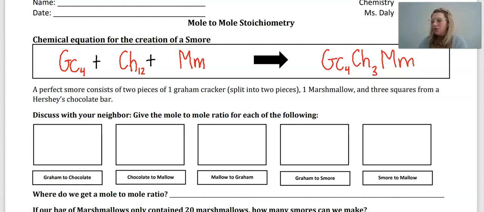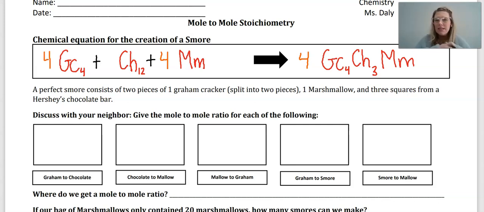So in order to get that chocolate balanced, we are going to go ahead and place a 4 as my coefficient in front of the s'more. This will give us a total of 12 pieces of chocolate. But in doing this, we've also made an imbalance in our marshmallows, so we need a 4 here, and we've also created an imbalance with our graham cracker, a 4 here.